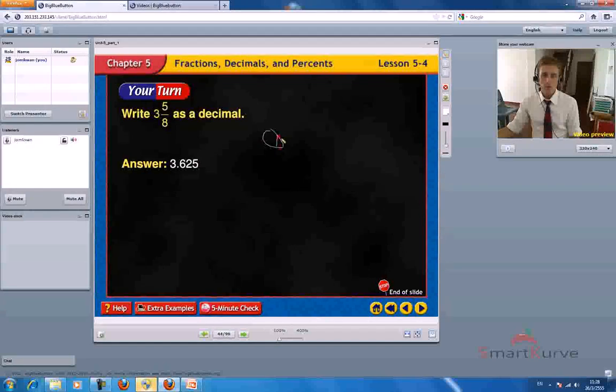The other option is to use a calculator. 3 divided by 5 plus 7. So first you find the fraction, and then you add it to the whole number, 7.6.